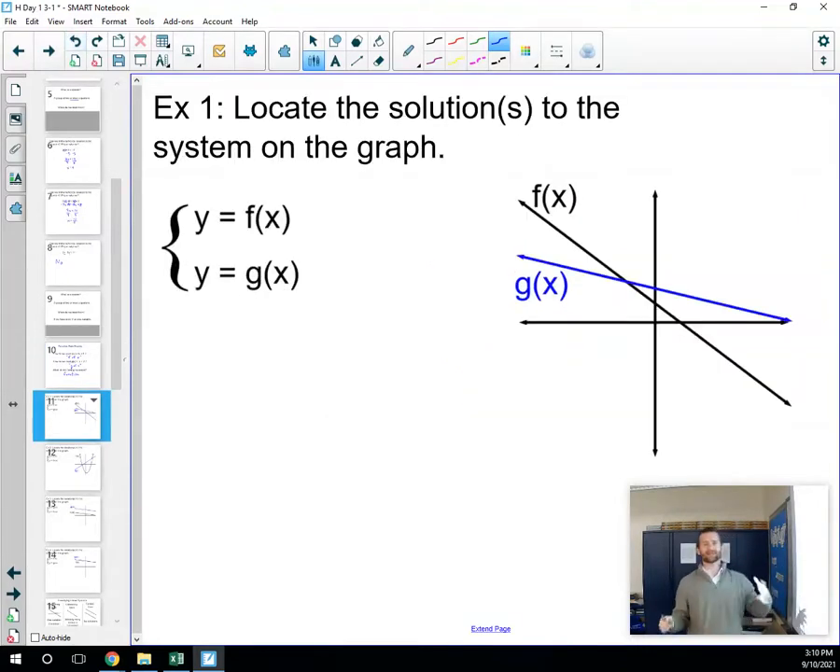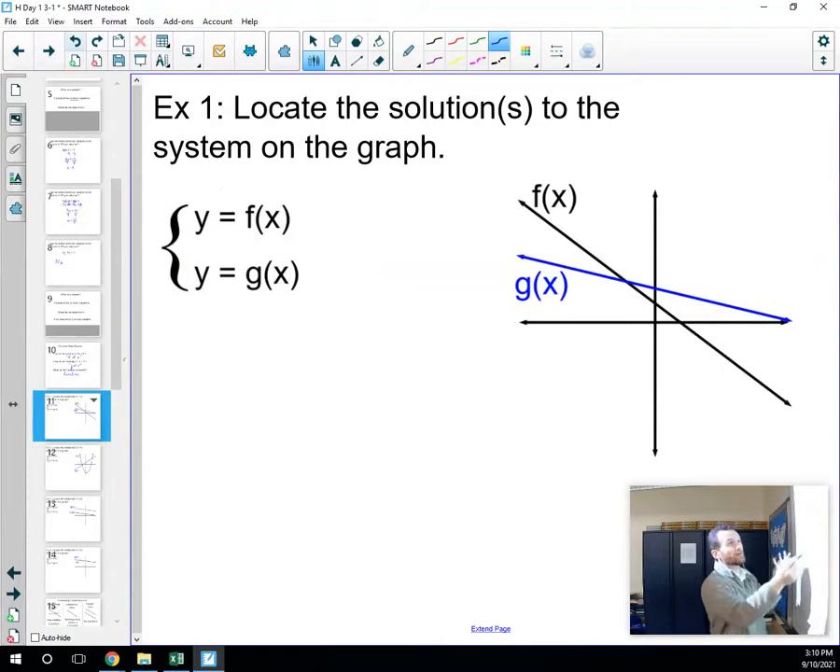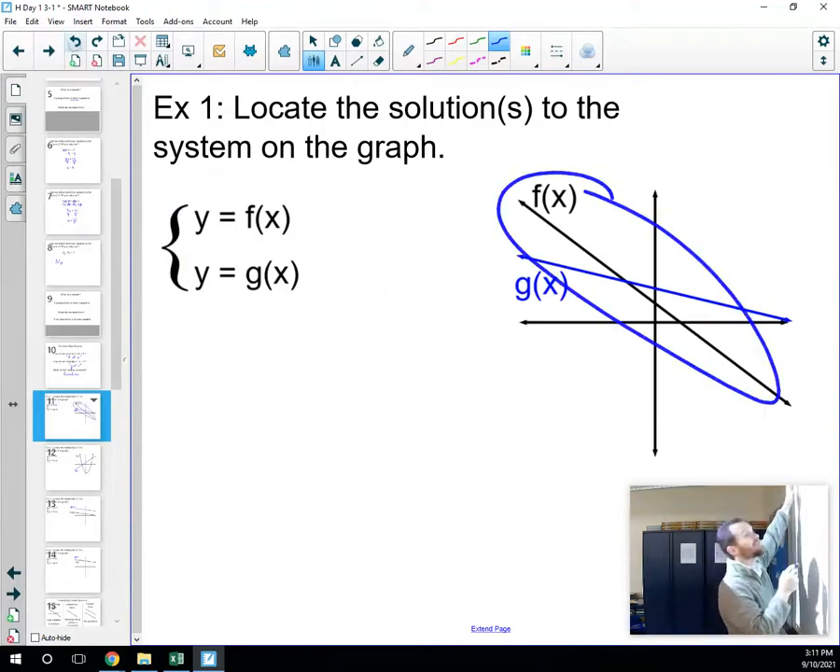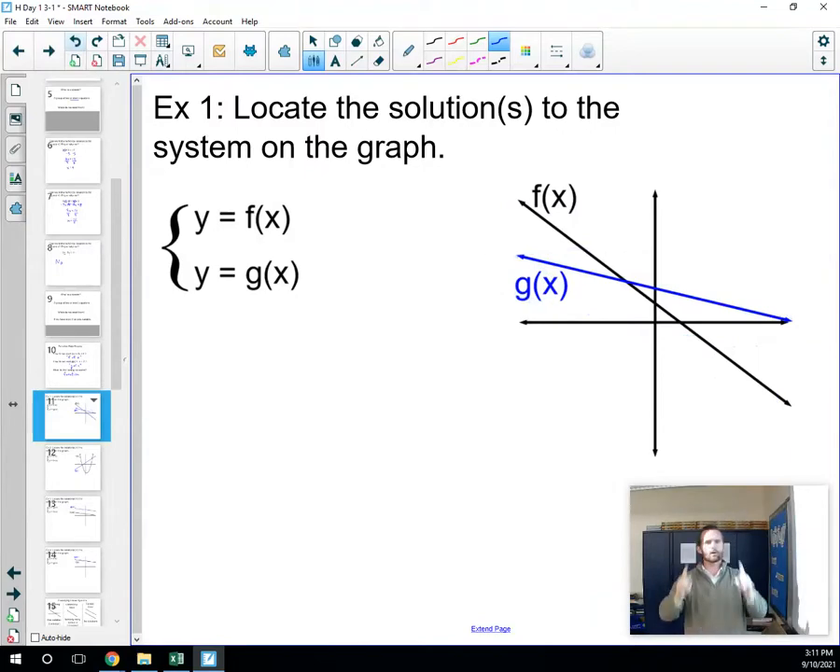Okay, that was a whole bunch of setup. Let's actually get into some examples here. So example 1, it says locate the solution or solutions to the system on the graph. So the system right here is y equals f of x and y equals g of x. Basically that means, okay, we've got this f of x function and this g of x function. Now this is something you should remember from Algebra 1. The solution is always where they intersect. So the solution is the intersection.